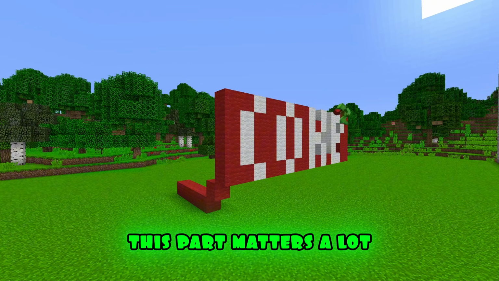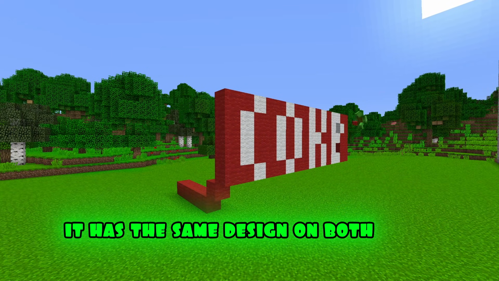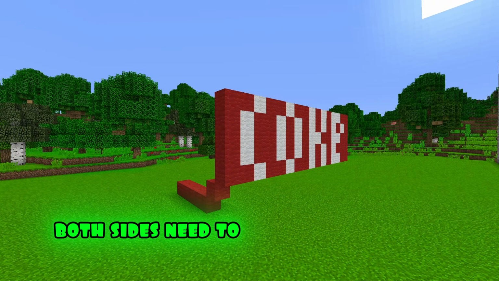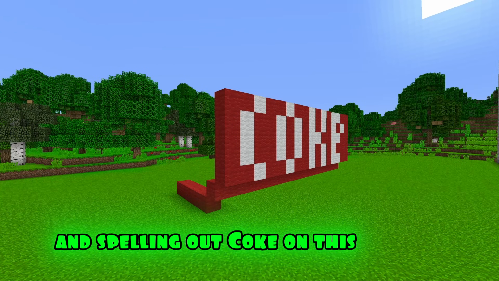Now I gotta do the exact same thing on the other side of the can. This part matters a lot because if you look at a real Coca-Cola can, it has the same design on both sides, right? That is called symmetry, which basically means both sides need to look like a mirror of each other. So I am grabbing white wool again and spelling out Coke on this side too.